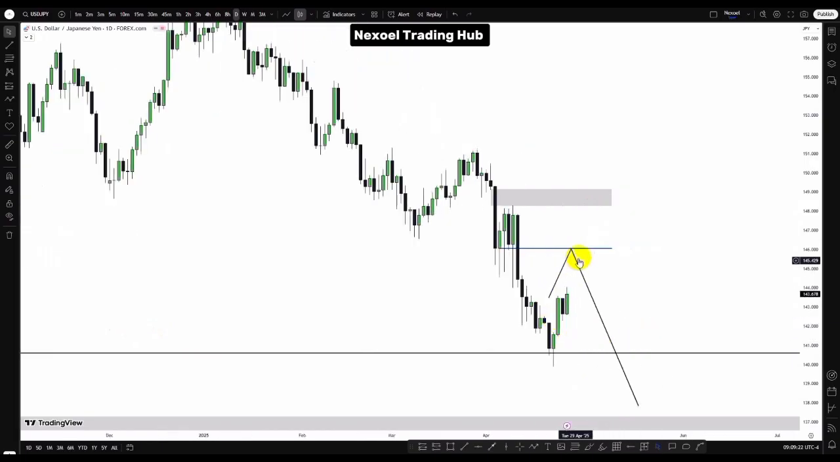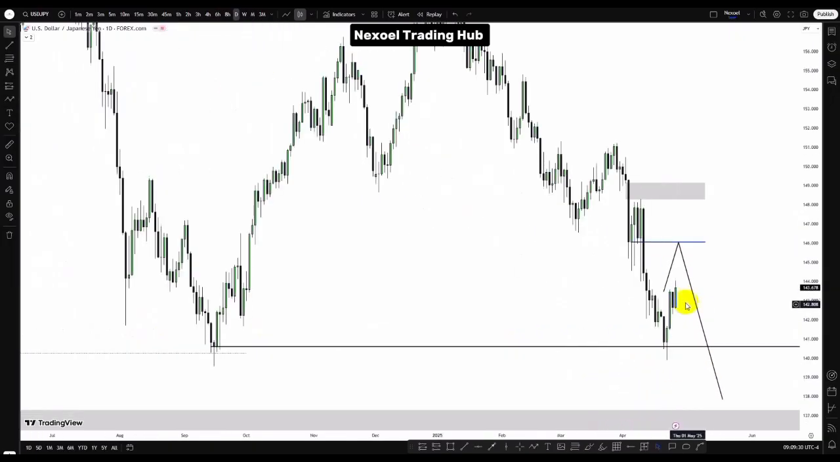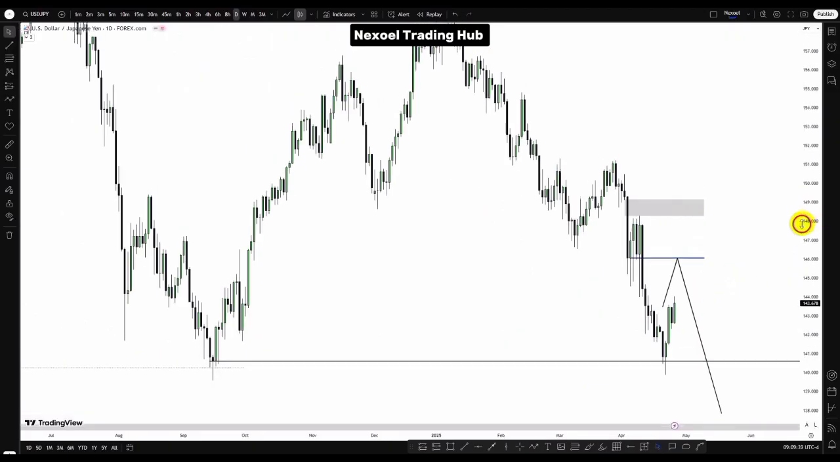So we could see price trade into that zone, and then if price gives us a clean, clear sell model here, then we want to continue bearish to the downside, except price decides to trade more higher and take out this buy side before we have the possibility of sell continuation to the downside.